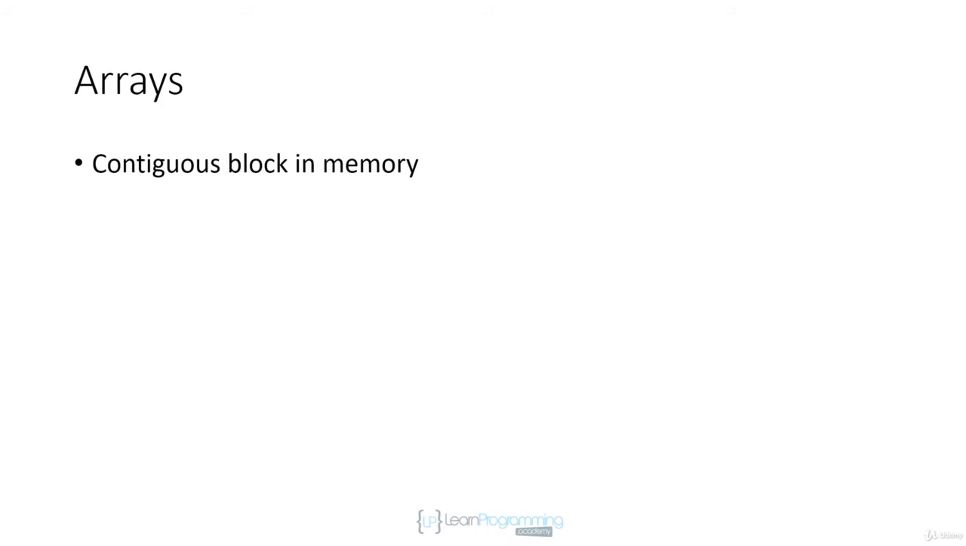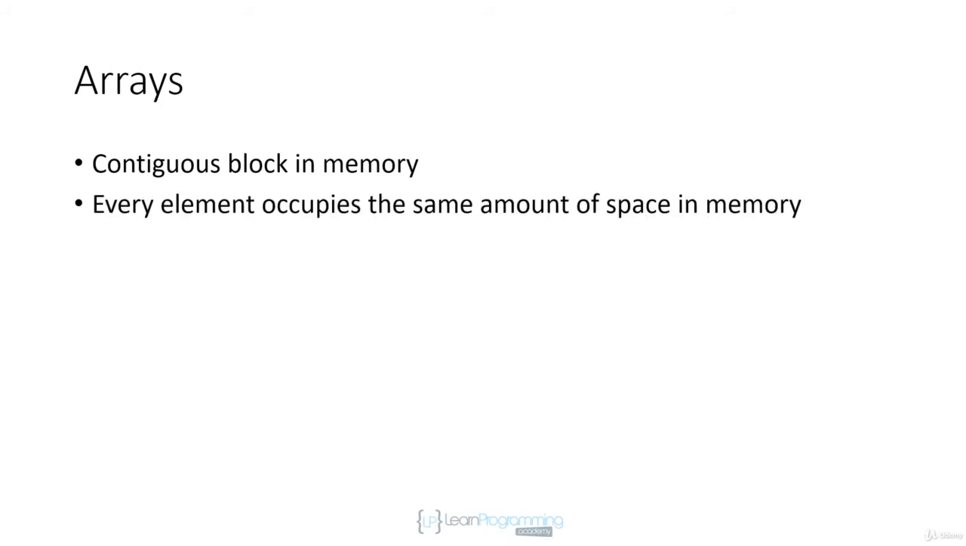Now, the second important thing about arrays is every element in the array occupies the same amount of space in memory. For example, when we created our int array, every item that we put into that array was an integer. And in Java, an integer is 4 bytes. So every value in our int array was occupying 4 bytes in memory. You can't have an array element that occupies 4 bytes, and then the second array element occupies 12 bytes, and the third array element occupies 300 bytes.